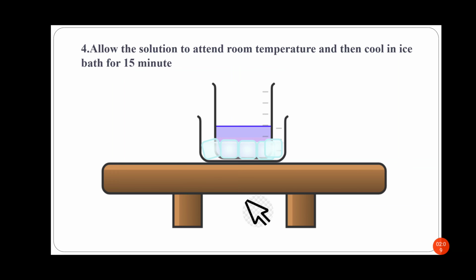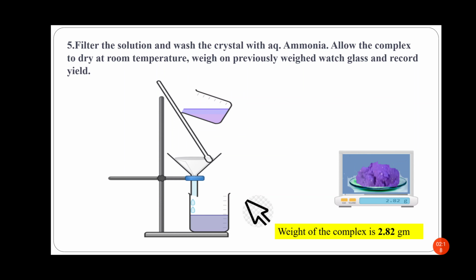Then allow the solution to attain room temperature and then cool it in an ice bath for 15 minutes. Filter this solution and wash the crystals with aqueous ammonia. Allow the complex to dry at room temperature. Weigh it on a previously weighed watch glass and record the yield. The weight of the complex is 2.82 gram.